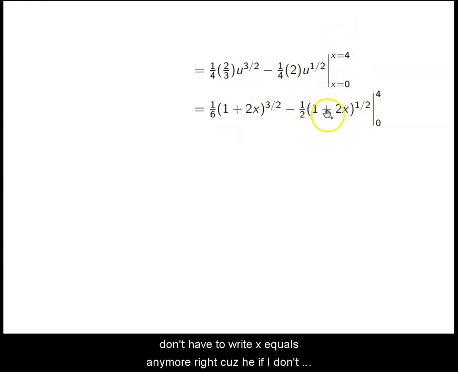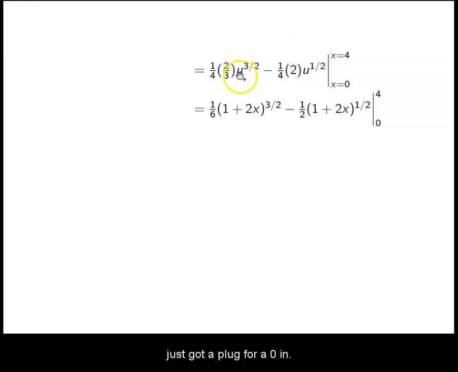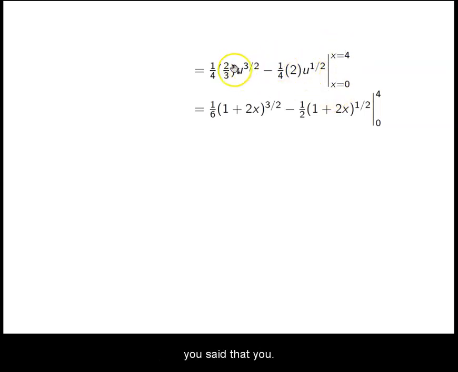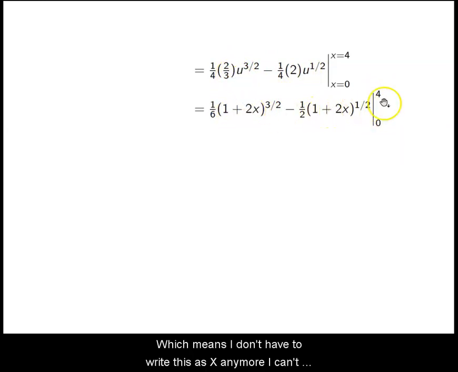So now that I'm back in terms of x, I don't have to write x equals anymore. Because if I don't write x equals, it's very easy to get confused and say, oh, I just got to plug 4 and 0 into here. But I can't, because x is 4 and 0. My variable here now is that u sub that I used. So I come back into my x's, which means I don't have to write this as x anymore. I can still write x equals 4 and x equals 0, but it's not necessary because it's implied that I'm in terms of the right variable at this time.